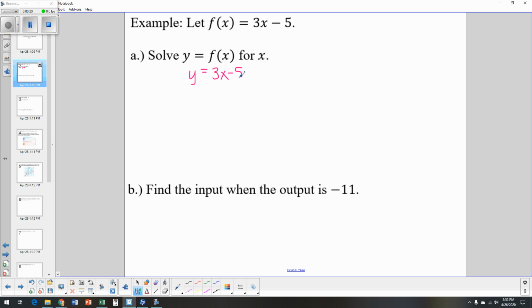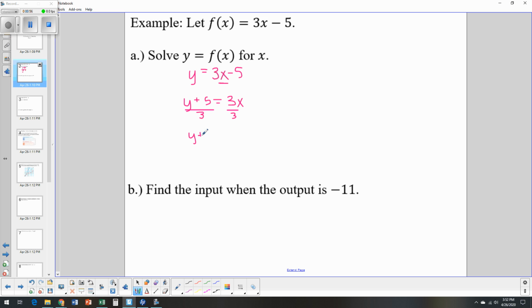And now we want to solve for x. We want to get x by itself. So the first thing I would do is I would get rid of the minus 5. So I would add 5 to both sides. So now y plus 5 equals 3x. And to ultimately get x alone, I would divide by 3. So I'm going to divide this side by 3 and this entire side by 3.